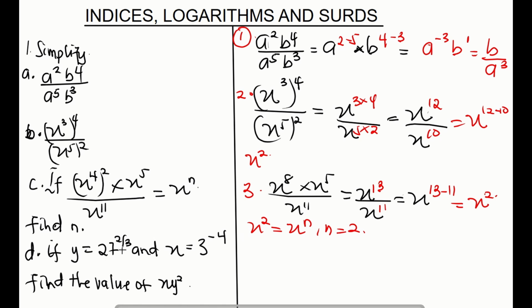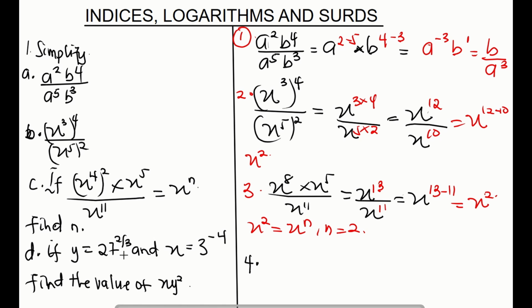If y is equal to 27 to the power 2 on 3, and x is equal to 3 to the power minus 4, find the value of xy squared. So from this, you can pause the video whilst you solve this and compare your results to whatever we are going to get here finally. So we can see that our x over here is 3 to the power minus 4, and then y is equal to 27 to the power 2 on 3.